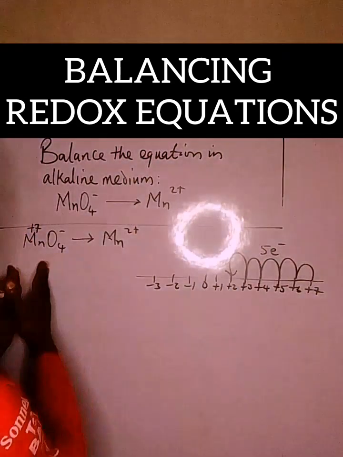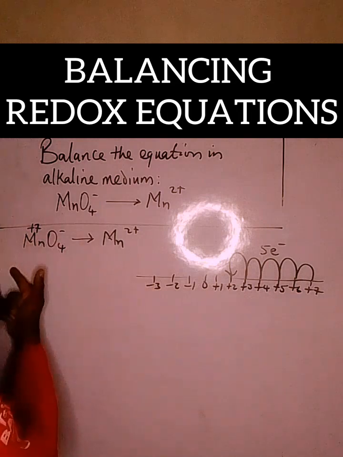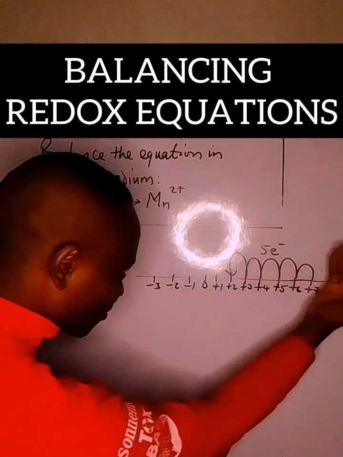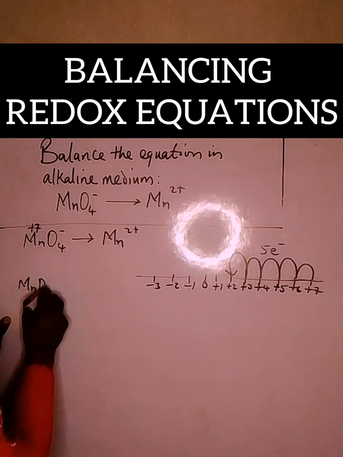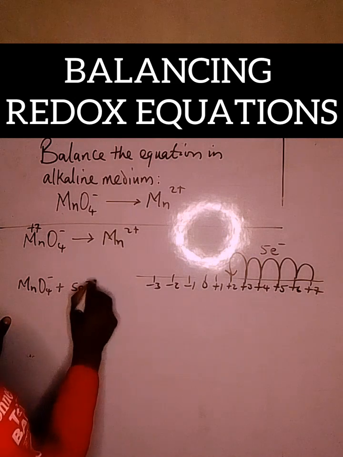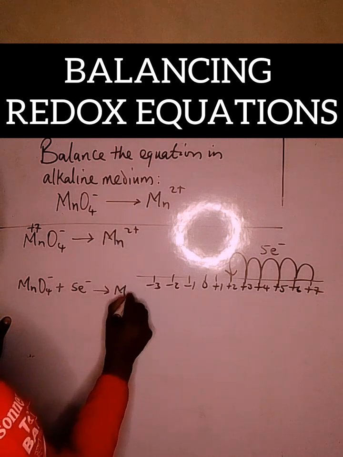Where do you add it? To the right or to the left? You add these electrons to the left because the arrow is pointing from right to left. So you add it here and we have MnO4- plus 5 electrons to afford Mn2+.